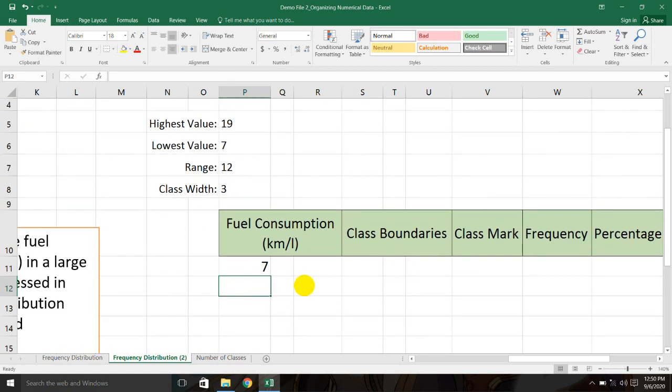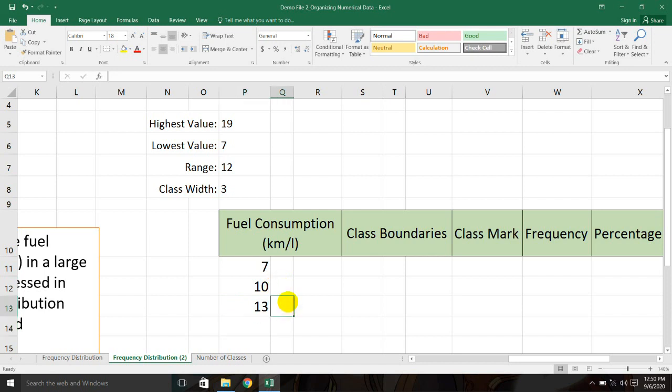Okay, ako kasi, kadalasan ng ginagawa ko, lower limit muna lahat kinukumpleto ko, by just looking at the class width. 7 plus the class width is equal to 10. So the next lower class limit here is 10. And then the next is 13, because if you add 3 on 10, it's 13.